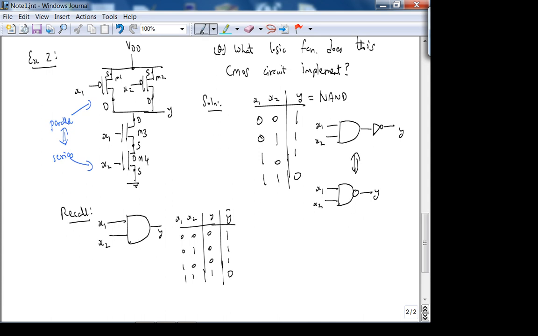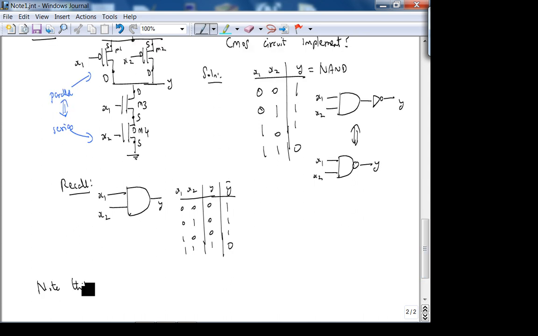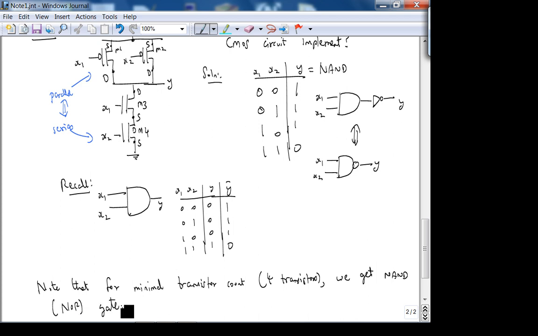So note that for minimal transistor count, that is 4 transistors, 2 NMOS, 2 PMOS, we get NAND, and correspondingly, as you will see, we'll get a NOR gate. And the reason why I write this is, you may have heard that NAND and NOR are universal functions. That is, any Boolean function can be written in terms of NAND and NOR, and we'll talk about that later. But one of the reasons that came about is when they implemented these logic gates in CMOS, what popped out was NAND and NOR. Not AND. AND doesn't come out. To actually get an AND, you have to put a NOT gate at the output. There's no other way. So you need 2 more transistors. It's not minimal.